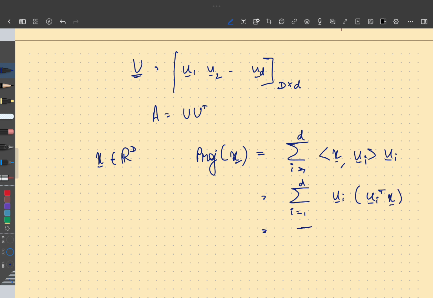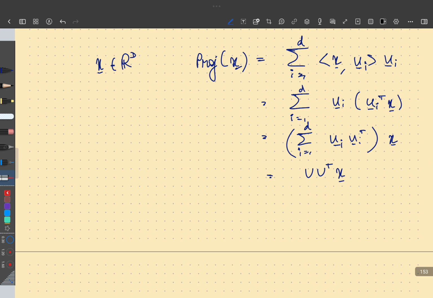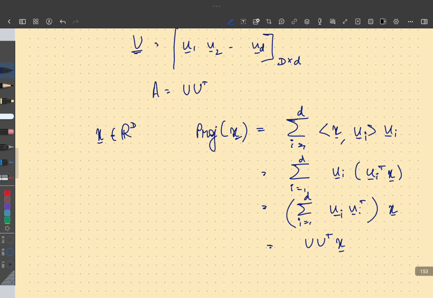And just by linearity, this is ui transpose times x. And again, since they are orthonormal, this is equal to U U transpose times x. And this is my matrix A. Okay, great.